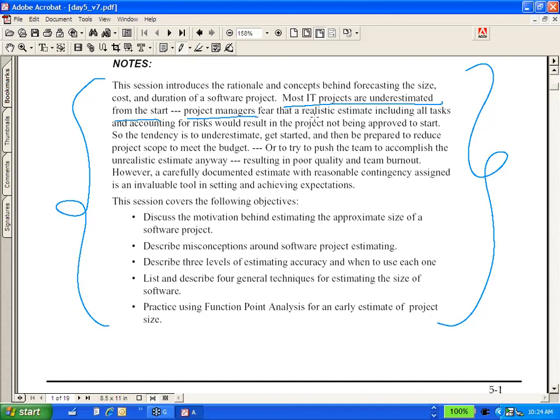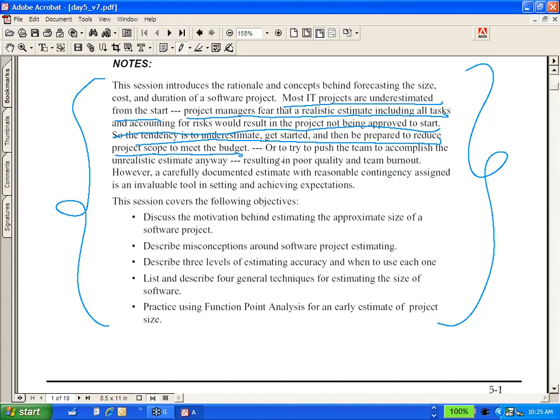Project managers fear that a realistic estimate including all tasks and accounting for risk would result in the project not being approved to start, right? They all say, oh, let us quote a lower cost so that at least we get going, and then along the way pull a surprise that, oh, actually it's costing more, right?